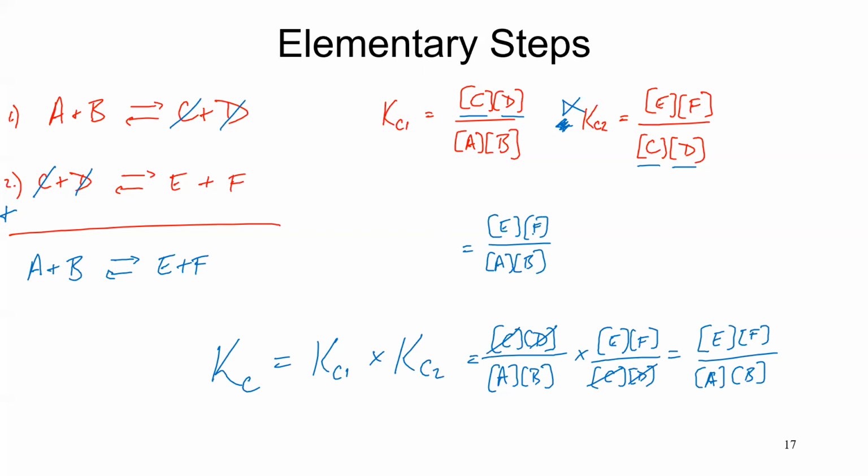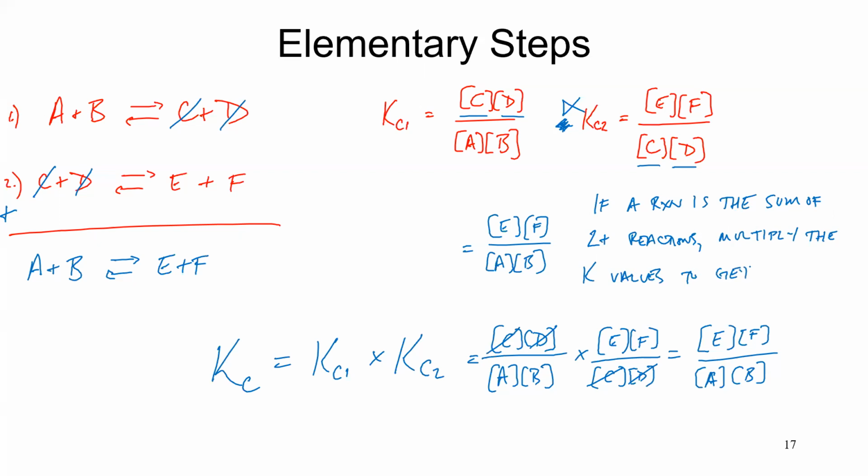And so anytime we have some overall reaction that's the sum of two or more reactions, we just have to multiply those equilibrium constants together. So if a reaction is the sum of two or more reactions, multiply K values to get the overall K.